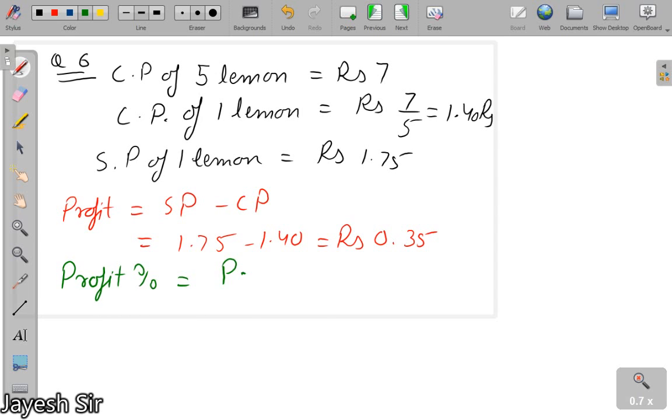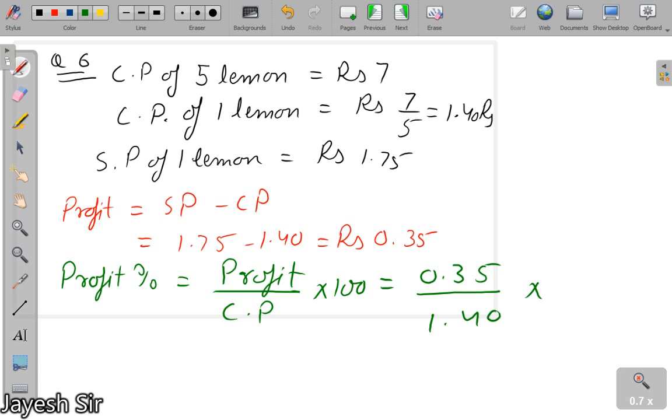Profit percentage, as you already know, is profit upon cost price into 100. So it will be profit is 0.35, cost price is 1.40 into 100. We cancel decimal with decimal, so this is 35 upon 140 into 100. You solve this, you get your answer. I will leave solving this part to you.